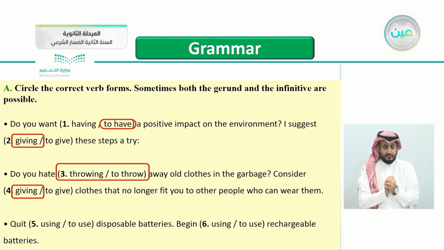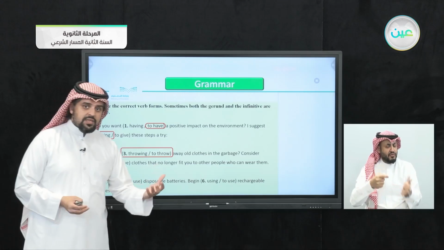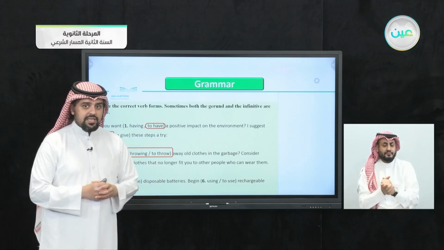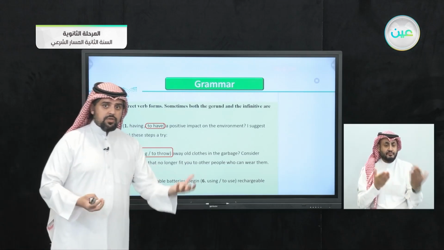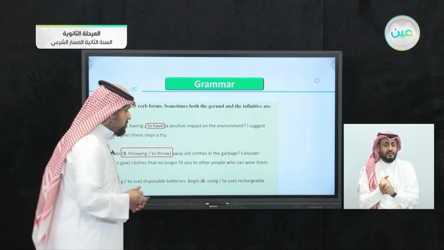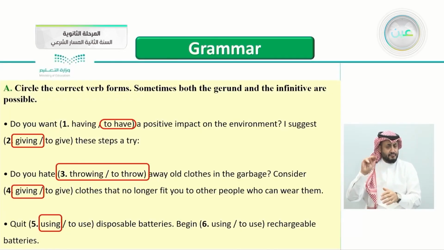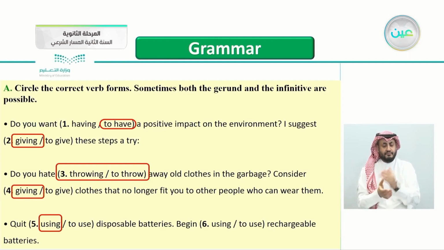Number 5 here, quit. The verb quit, using or to use disposable batteries. So do we say quit using or quit to use disposable batteries? I think this is an easy one here. Of course, we say quit using. Quit using disposable batteries. Continuing here, begin using or to use rechargeable batteries. So the word quit takes a gerund.